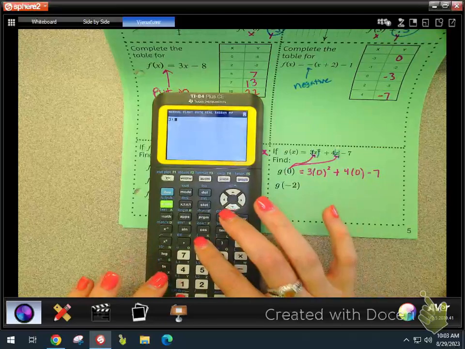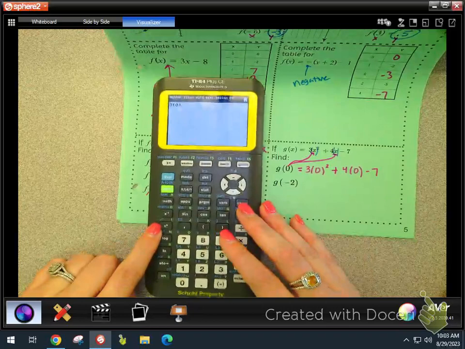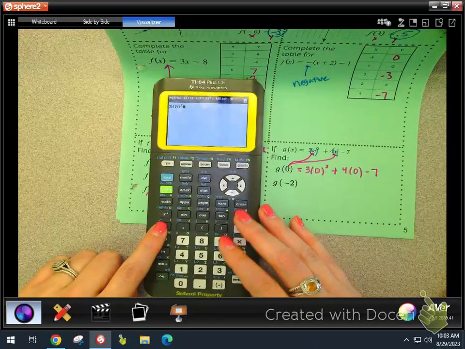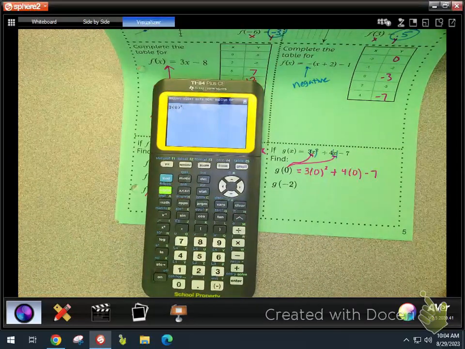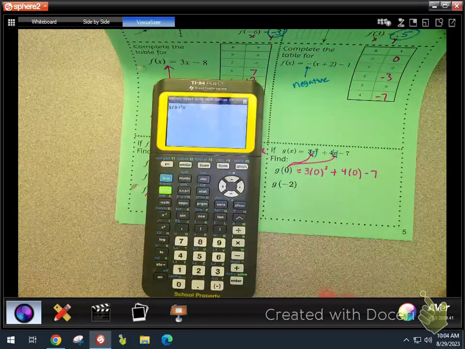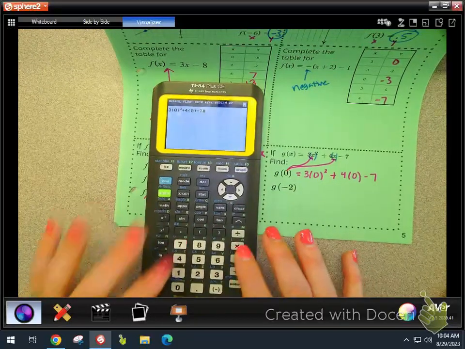3, I'm typing, parentheses, 0. You can still use that squared button right here to get your exponent of 2. But the key with this is the squared has got to be on the outside. Has to. What did you get as your answers?